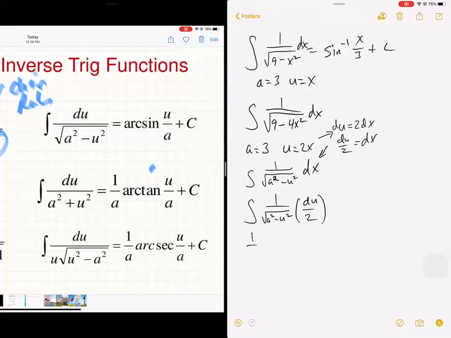We rewrite it. 1/2 goes out, du over square root of a squared minus u squared. That looks just like my identity: 1/2 sine inverse of u over a. u is 2x and a is 3.